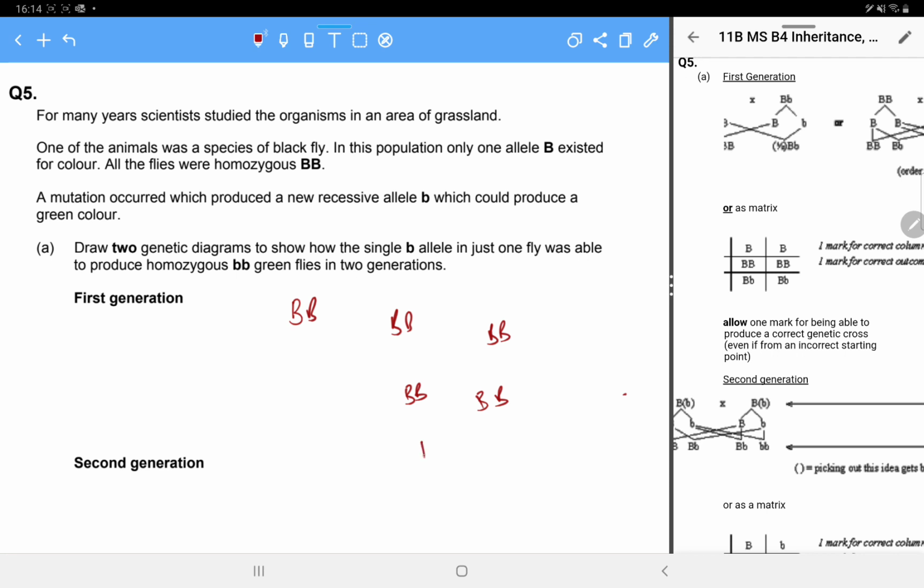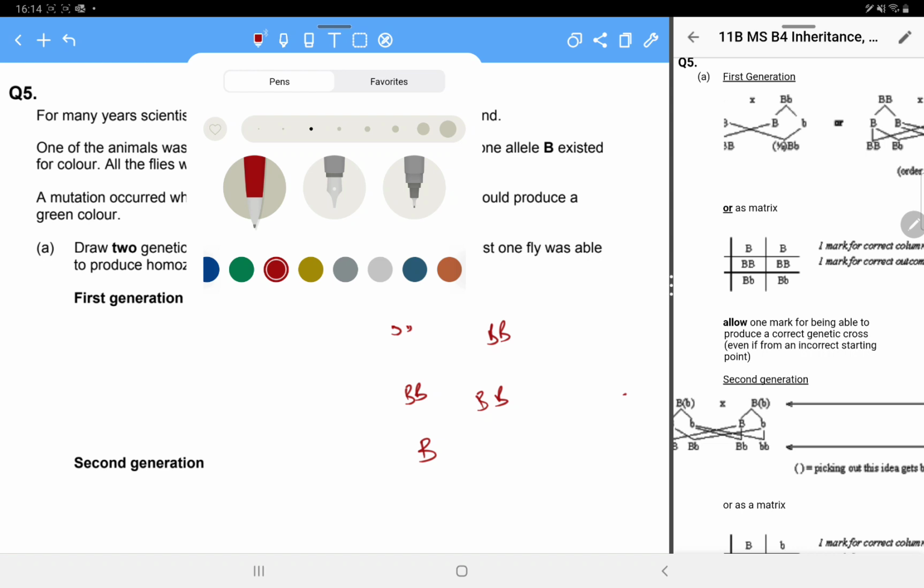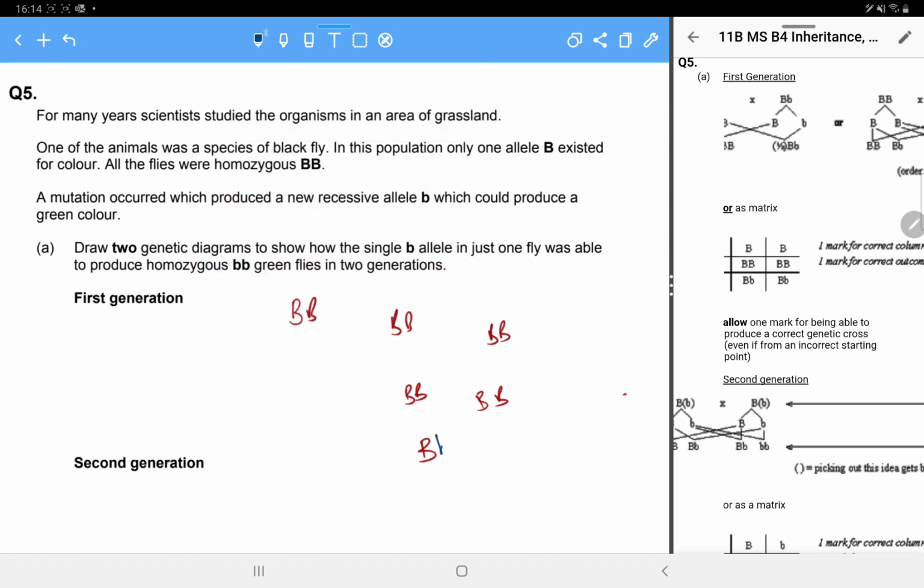So a mutation occurred where suddenly there was a small b. And the small b could produce a green colour. Interesting. But if the small b is recessive, then the only way you're going to get a green colour is if you've got double recessive. Because remember, dominant, if it's in the heterozygous condition or the homozygous condition, it's going to come out as black. So that's our thinking. Let's see what this question will ask us to do.